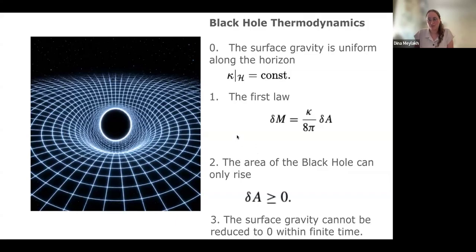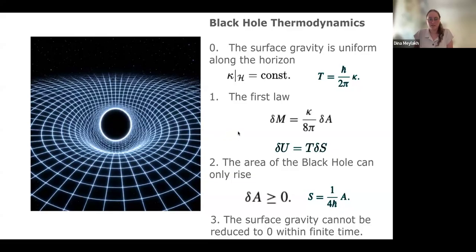So this is very analogous to regular thermodynamics. If we think of the surface gravity as the temperature, the mass as the internal energy, and the area as the entropy, then the second law of black hole thermodynamics is just like saying that the entropy can only rise. So throughout the talk, I'm going to use the thermodynamic variables and the black hole variables interchangeably. But what I mean by that is just the black hole variables and the black hole thermodynamics.